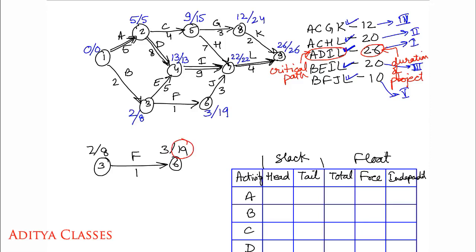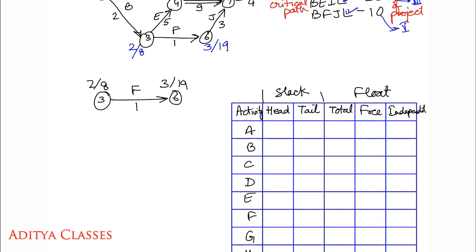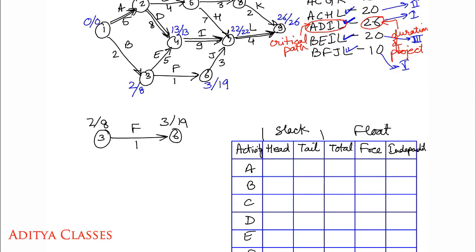If we look at these times, we have a 19 and a 3. So 19 minus 3 gives me a 16. I have an 8 and a 2. 8 minus 2 will give me a 6. It is different, so it will always be larger minus smallest. So we have a difference of 16 and a difference of 6. These values of 16 and 6 are what we call head slack and tail slack.